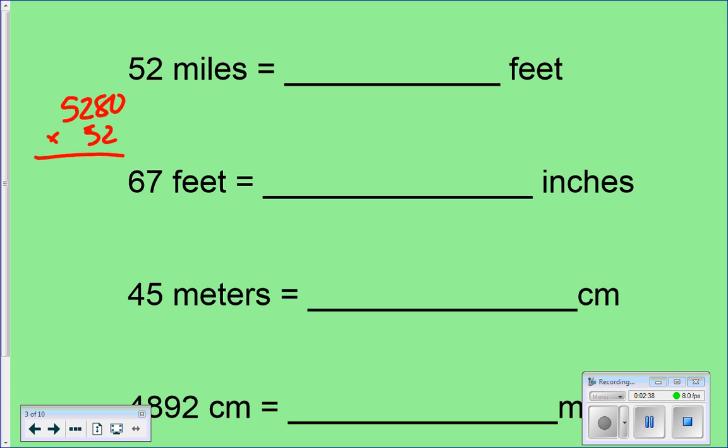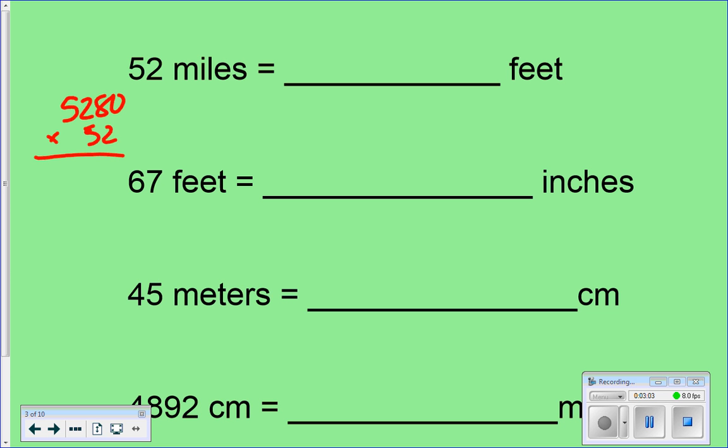Now, why am I going to multiply? Here's the thing I like to think about. If I'm going from miles to feet, I have 1 mile. How many feet are in 1 mile? 5,280, right? So if I have 52 of them, I need to multiply to figure out how many feet I have. Now, to save us time, I'm going to do it on my calculator. 5,280 times 52.